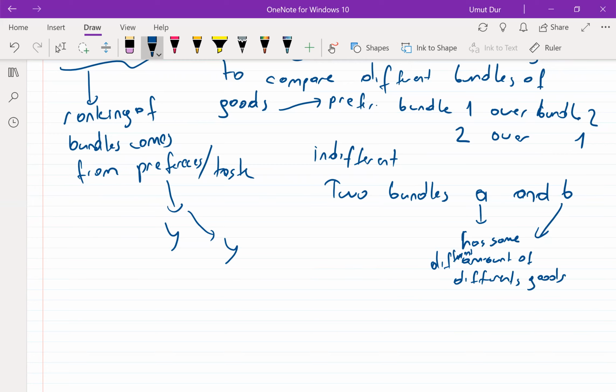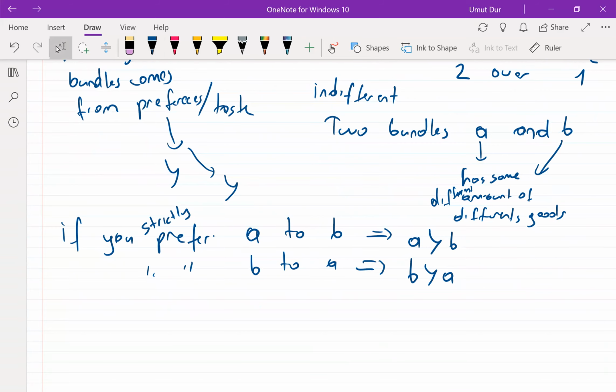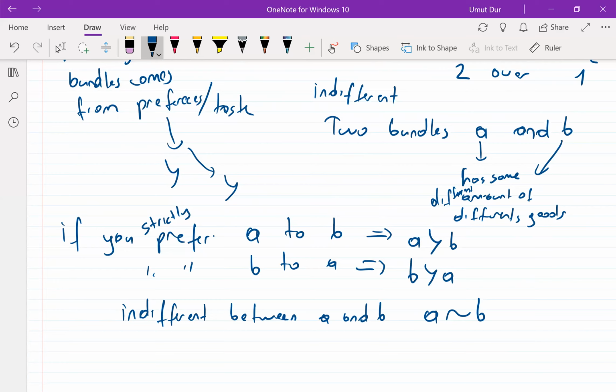So does bundle B. Okay, so if you strictly prefer A to B, then we write A is strictly preferred to B. If you strictly prefer B to A, then we write B is strictly preferred to A. Then if you are indifferent between A and B, then we write A is indifferent with B. So these are the preference relation, or the representation of your preference.